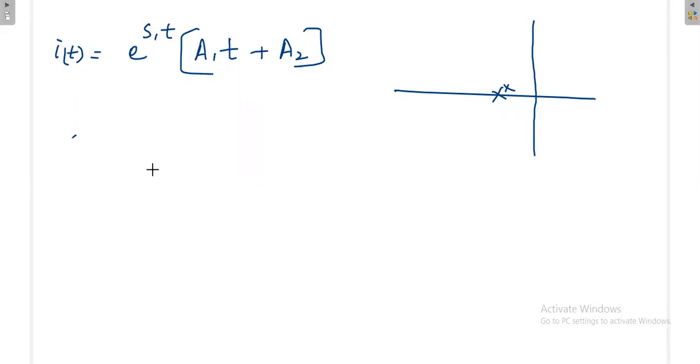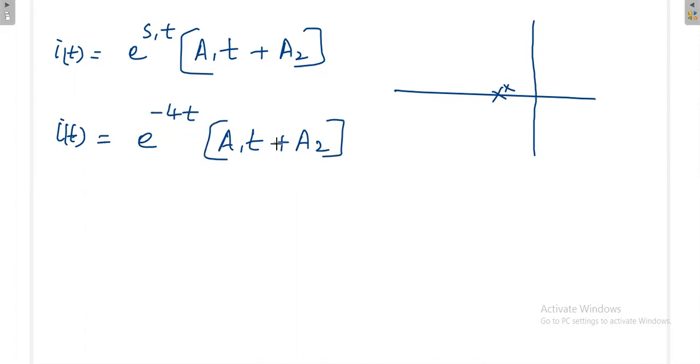Once the situation is like this, then what would be the diagram? Please remember this is something like e power minus 4t and a1t plus a2, and again we do not know really what is the value of a1 and a2. It could be anything. So finally, what would be the waveform? The waveform, if it is like this, it is called critically damped system.